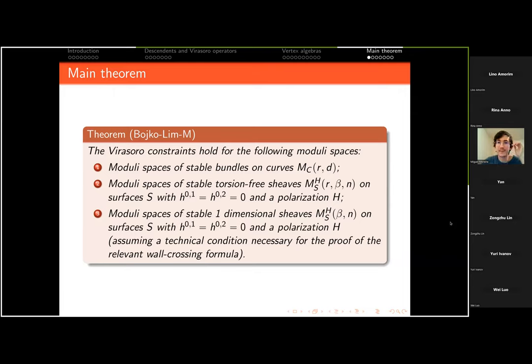Lino told me this was flexible, but I think I'm already quite over time. So I think maybe I will stop here and maybe not say anything about the proof. So I'll finish here. Thank you very much. And in any case, the paper is on the arXiv. Those who are interested in details can look at it.